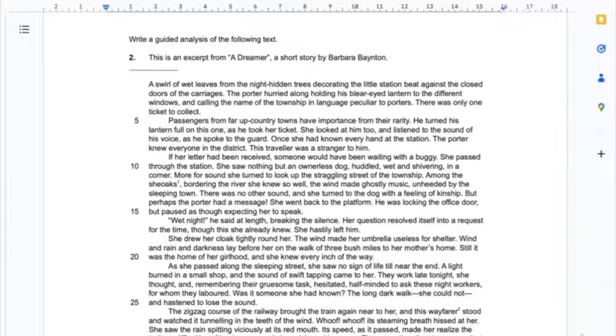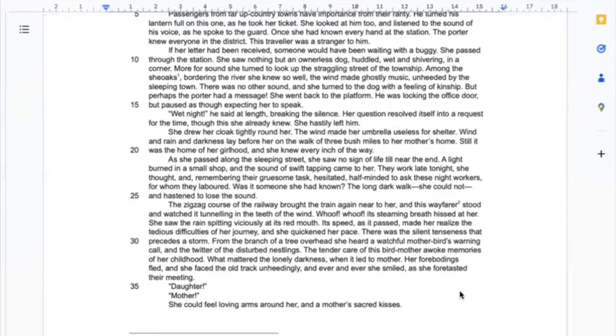Moving on, the next unseen text is an excerpt from A Dreamer, a short story by Barbara Bainton. Again, I already read the extract quite thoroughly, so let me move on to check the guiding question. It asks, how does the setting create a sense of mystery and suspense? Okay, in that sense, I need to focus on analyzing how setting works, in what way it works to create a certain mood.